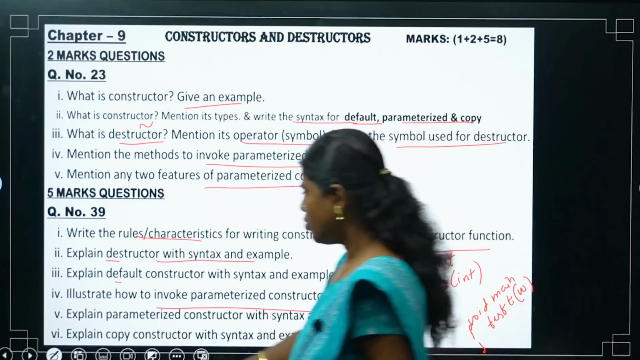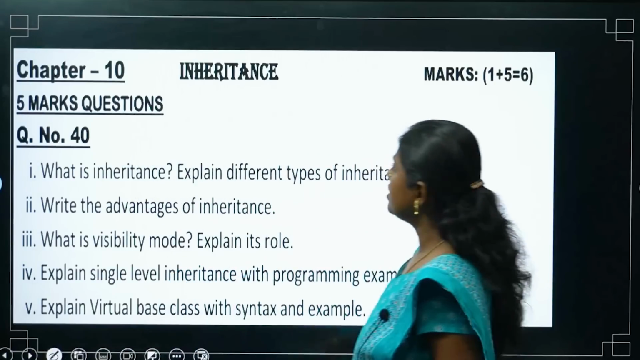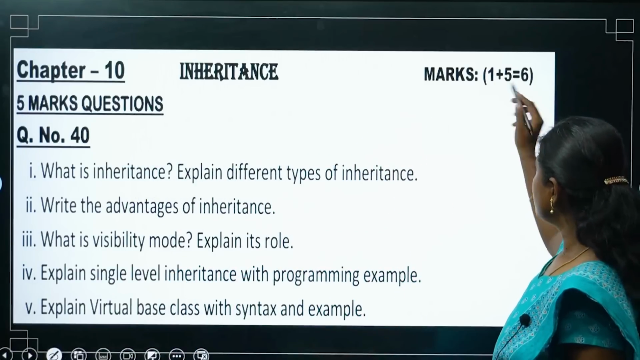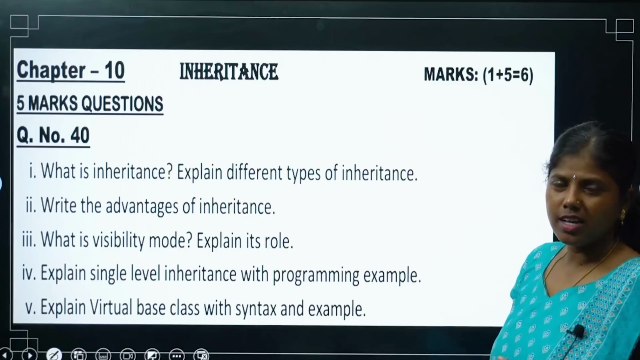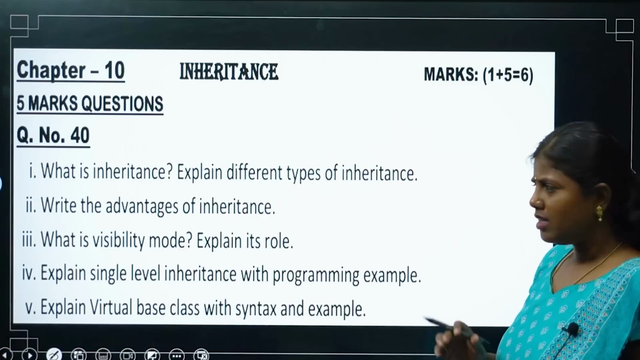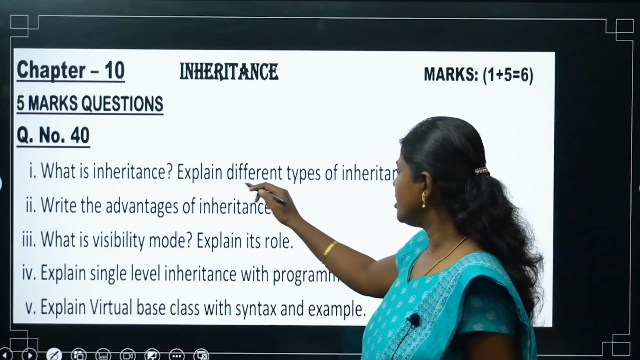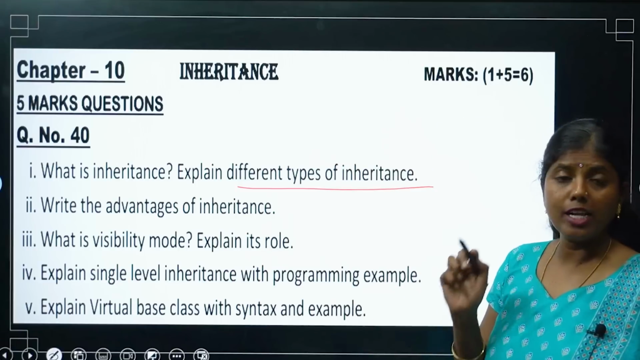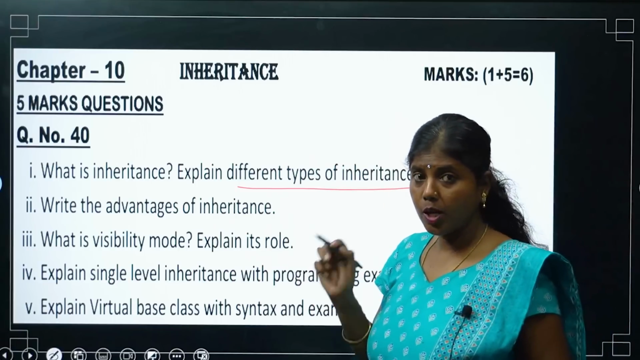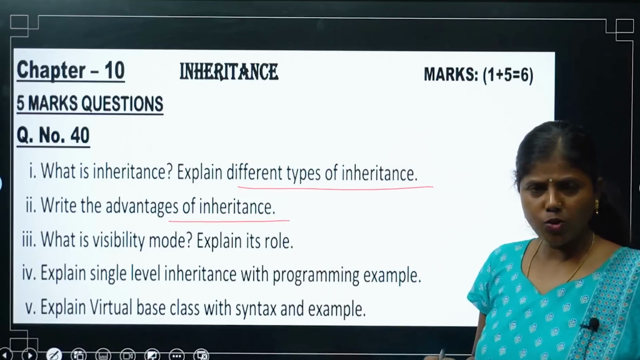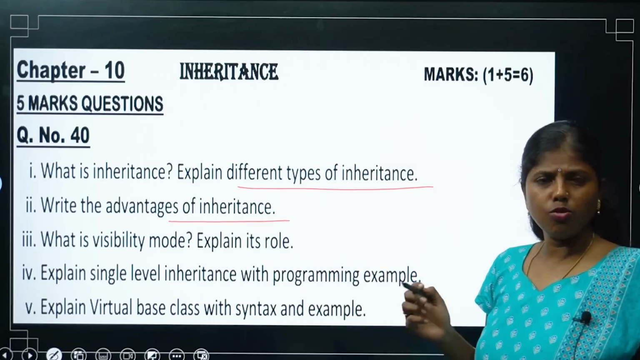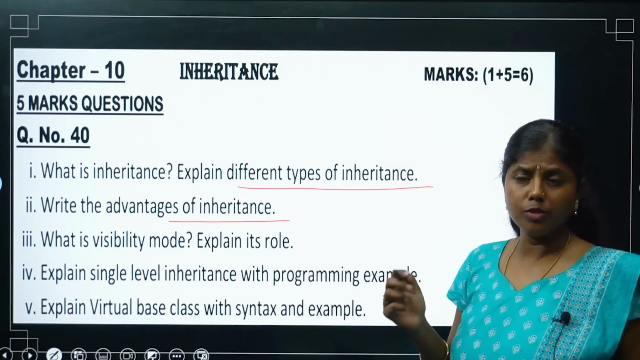Okay, so we'll go to the next chapter, that's going to be inheritance. This is going to carry 6 marks here: 1 MCQ and 5 markers. Very simple chapter. They'll ask you what is inheritance, types of inheritance. When you're writing types of inheritance, ensure you write the block diagram, which is very, very important. Advantages of inheritance: easy to maintain, easy to debug. Code debugging is easy.